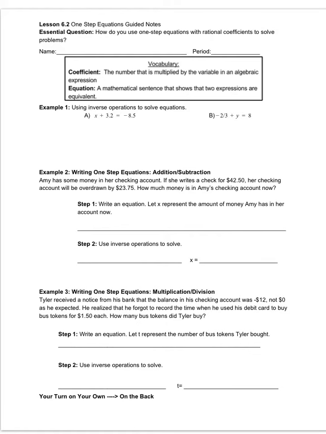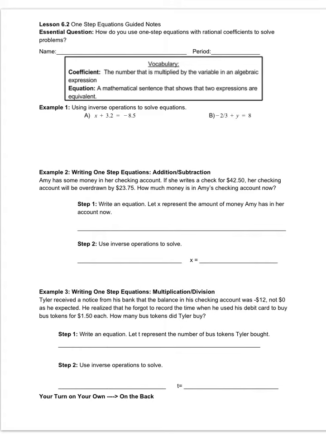So looking at example 1, we see this equation here. We see that the left side of my equal sign is equal to the right side. So x plus 3.2 is equal to negative 8.5. How I solve this is I use inverse operations. And we've used this term in class a lot. The inverse operation implies the opposite.